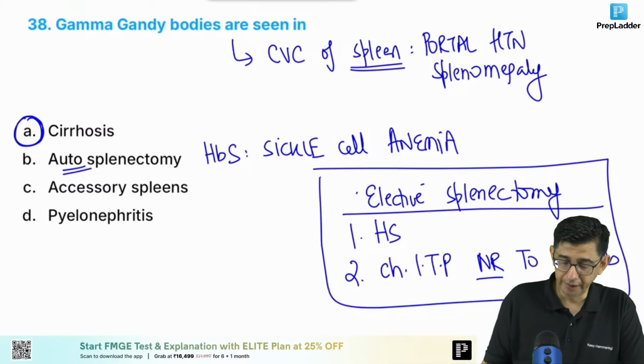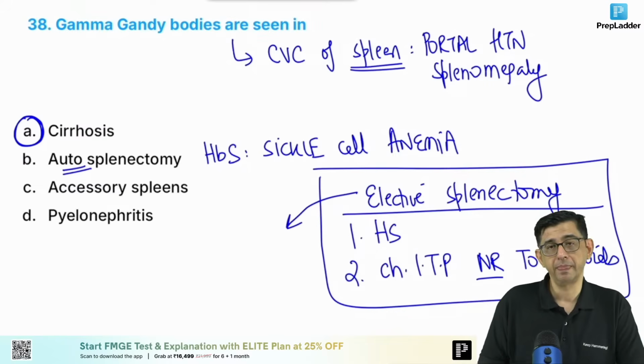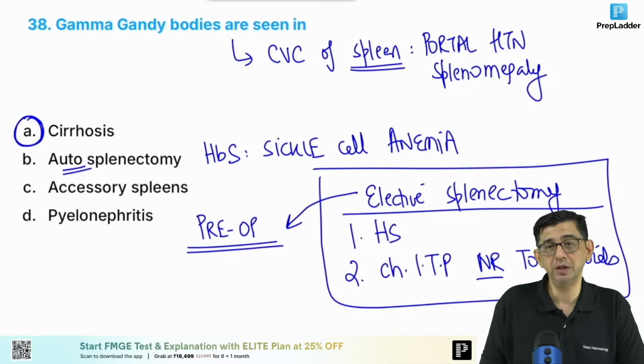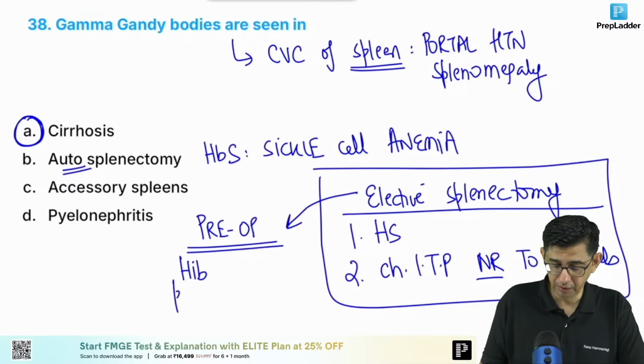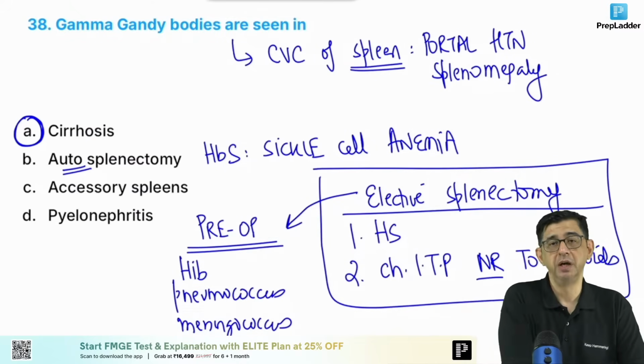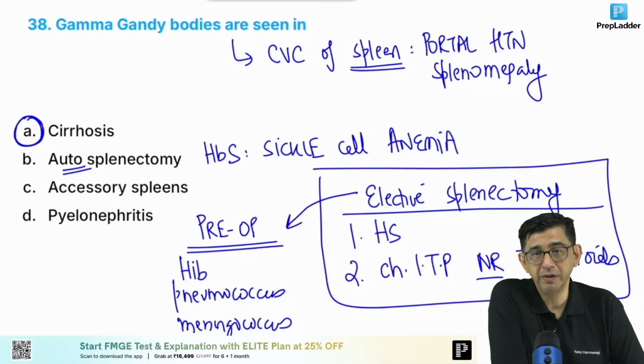So at least 2 to 4 weeks before surgery, pre-operatively, all of these patients should be given at least 3 bacterial vaccines. Which bacterial vaccines? Haemophilus influenzae, the Hib vaccine. They should be given Prevnar, that is the pneumococcal vaccine. And they should also be given the meningococcal vaccine. So all patients scheduled for splenectomy should receive at least 3 bacterial vaccines.